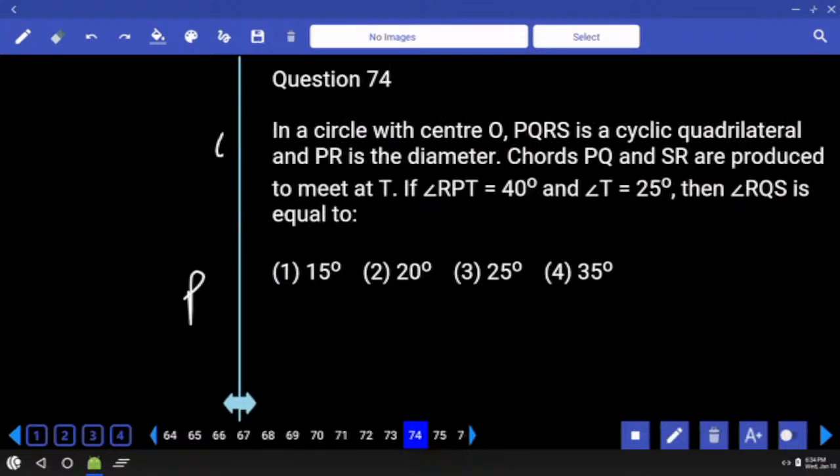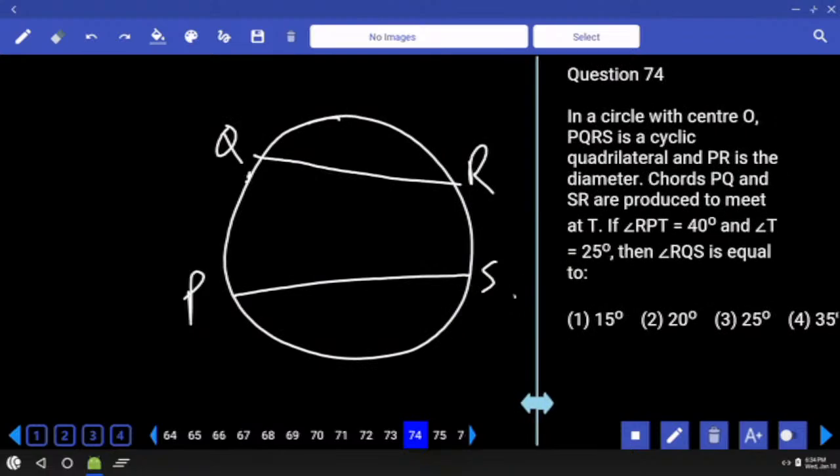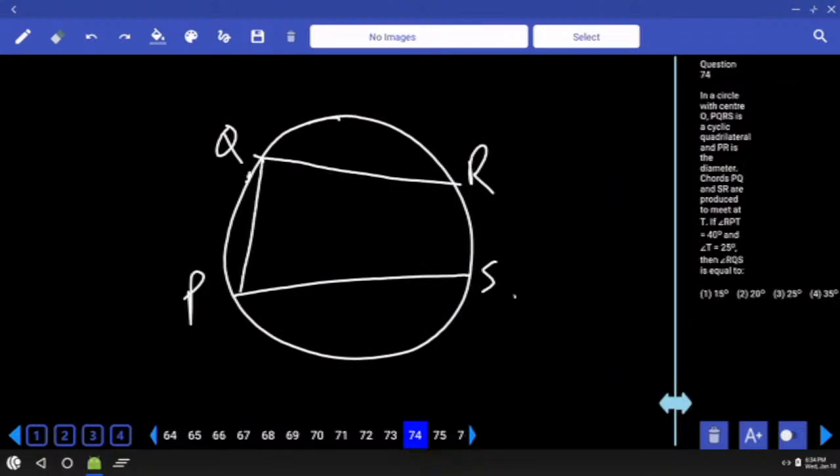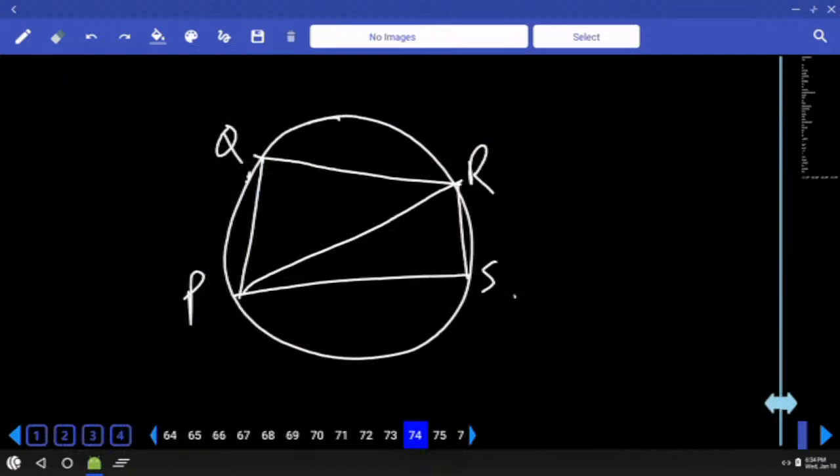Okay, next what is it saying? PR is the diameter. Yes or no? PR is the diameter, అంటే ఫస్ట్ జాయిన్ చేయండి. Next, chords PQ and SR are produced to T. ఇట్లా ప్రొడ్యూస్ చేశారు దీన్ని ఇలాగా.